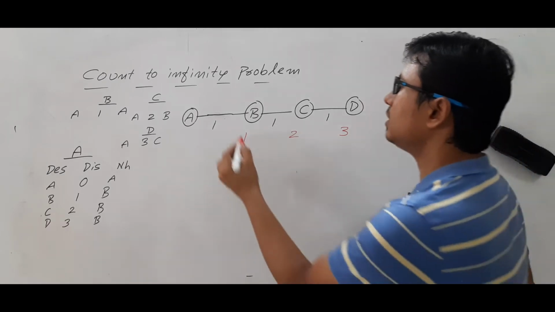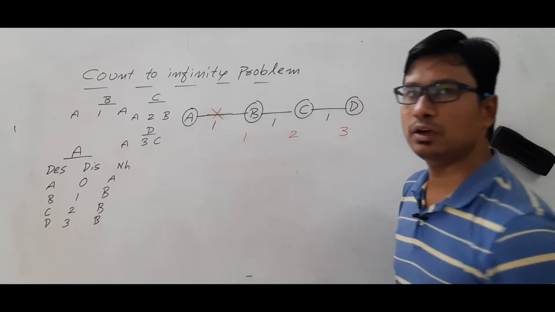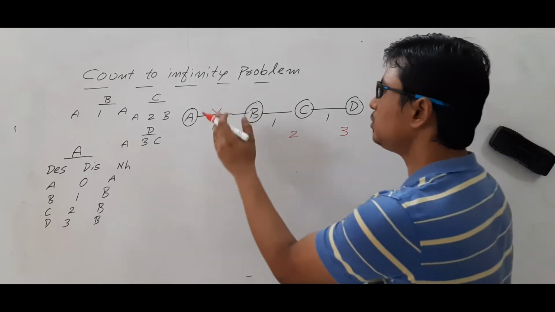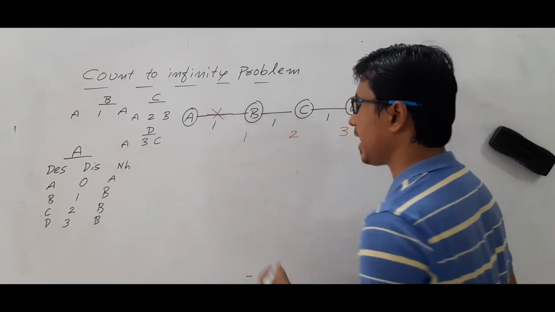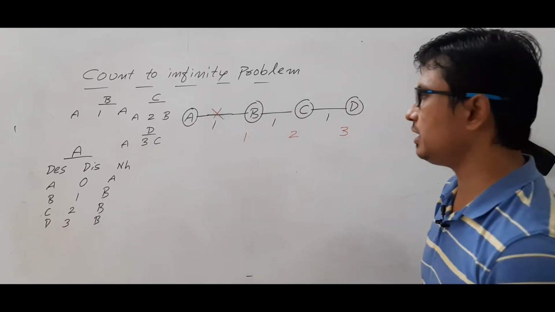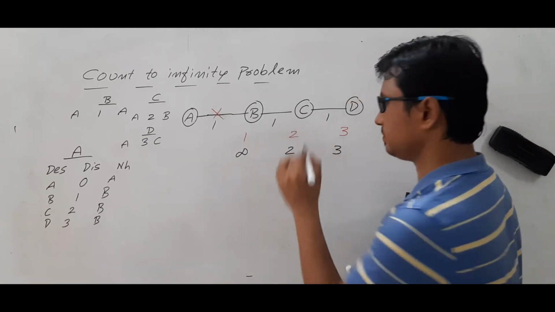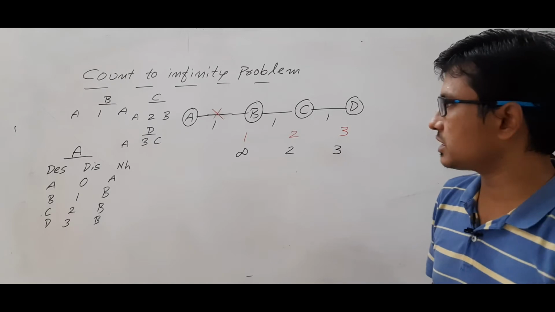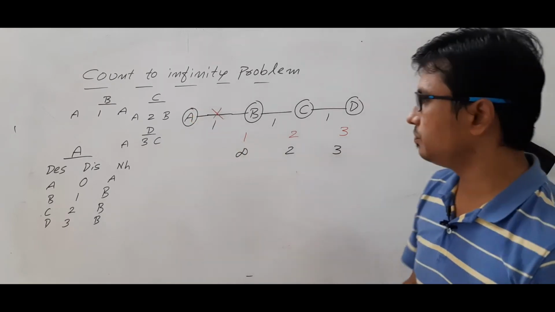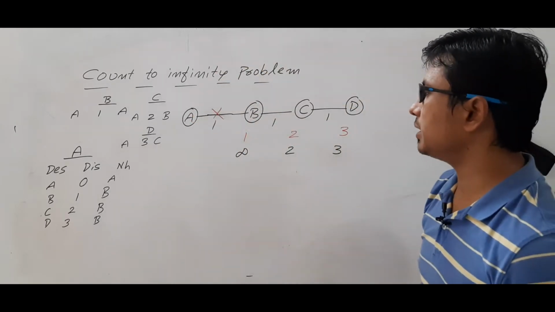And then the link between B and A went down. So B to A distance will be updated as infinity. Am I right or wrong? And this will still be 2 and 3. Are you able to understand? I am talking with respect to A only. Okay. Now what is happening?